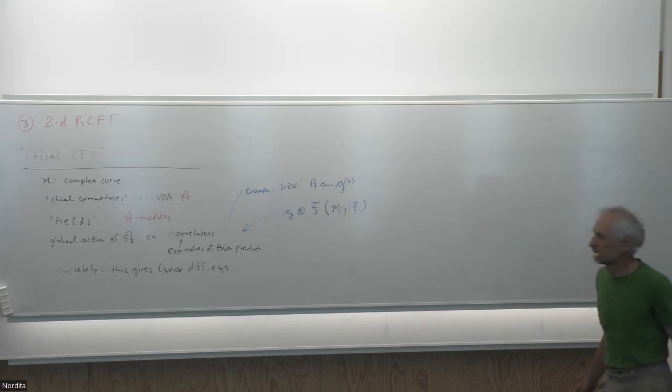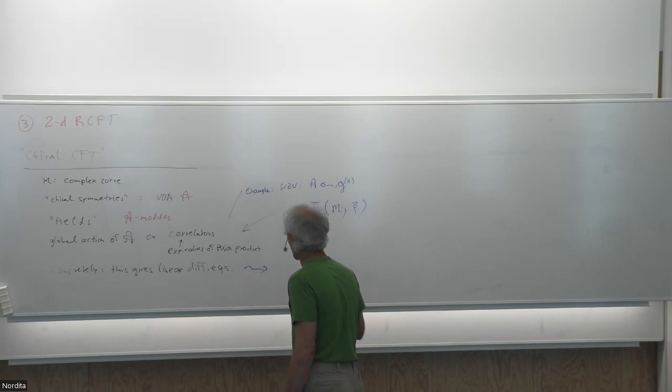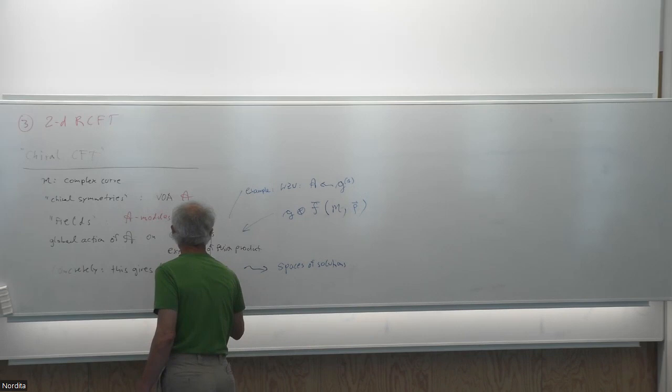Now, when you have these differential equations, you will have spaces of solutions, vector spaces of solutions, and these are called chiral blocks or also conformal blocks.